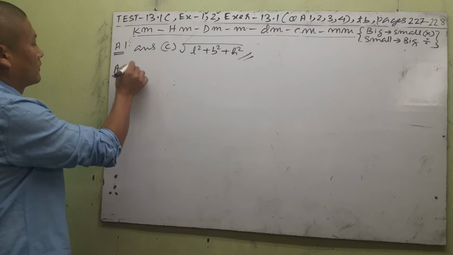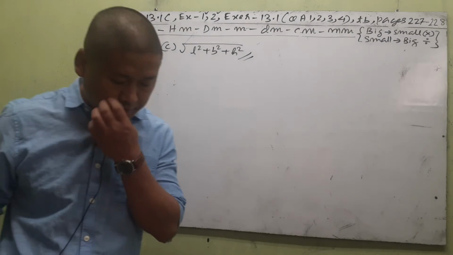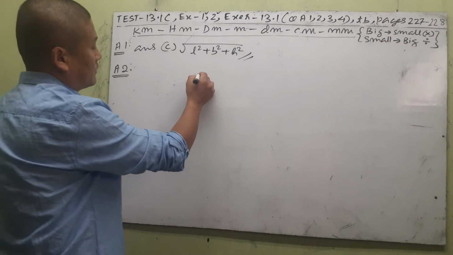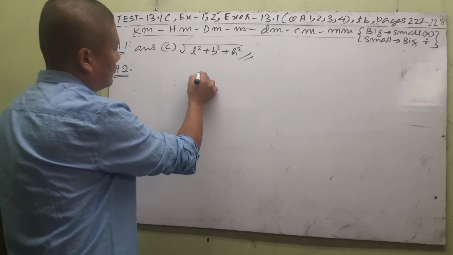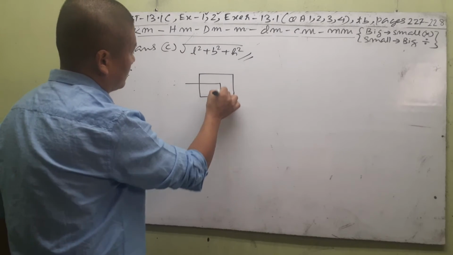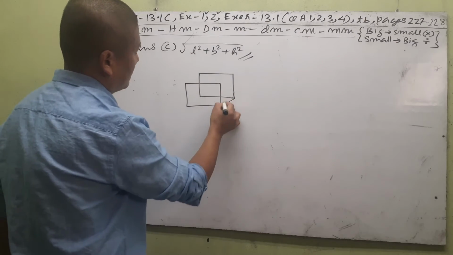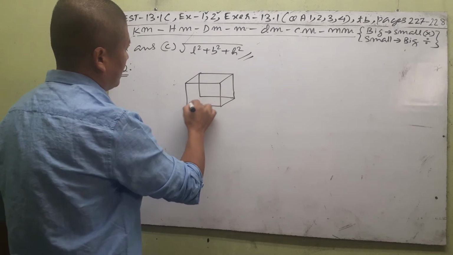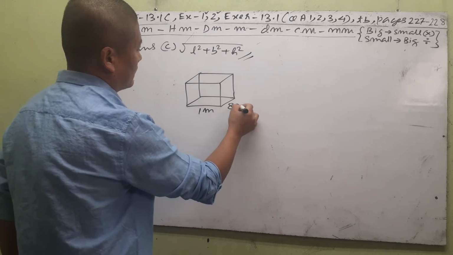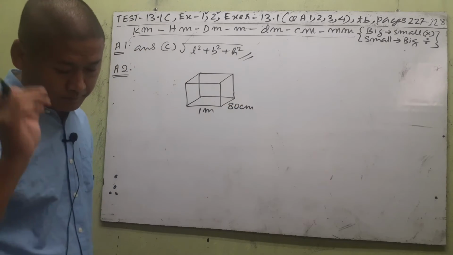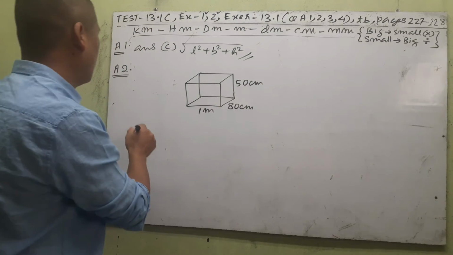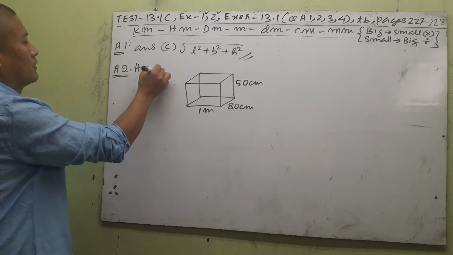A2. Dimensions of a box are 1 meter, 80 centimeter, 50 centimeter. So a box is there. A box means a cuboid. Length is 1 meter from here to here. Breadth is 80 centimeter. Height is 50 centimeter. Directly the dimensions are given, so we can write it down.